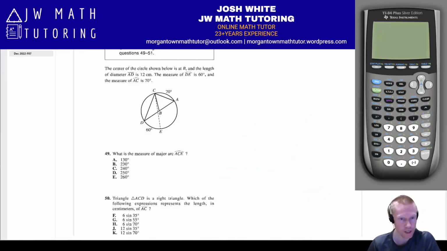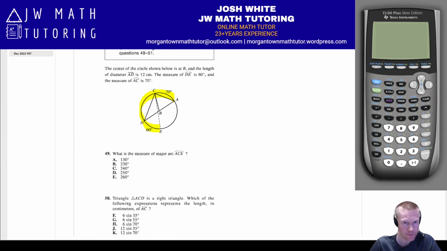At the top of the next page, we have question number 49. So in this problem, they want to know basically the measure of this arc right here. There are a couple different ways that you could figure this out or think about it. So I'll go through the various different ways that you could get this answer.